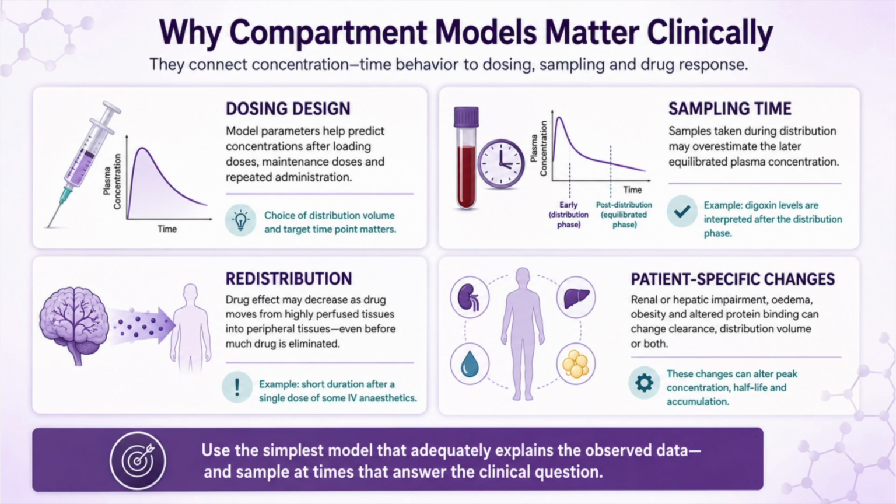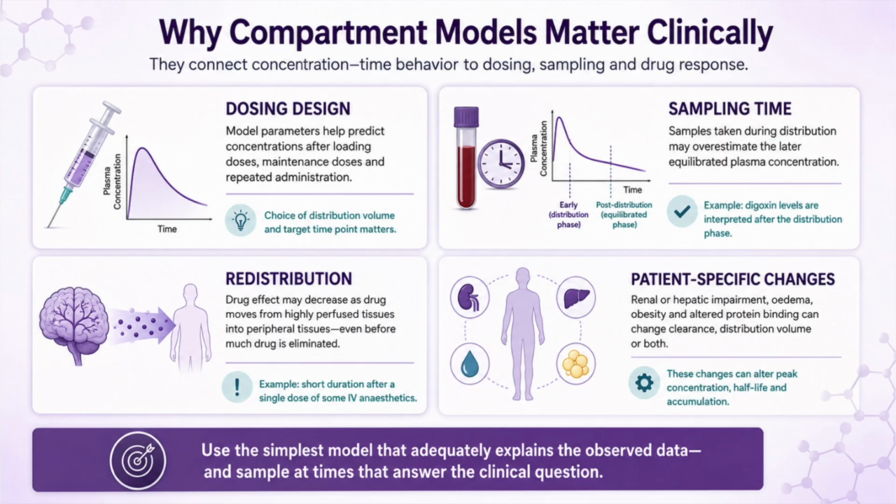Compartment models are clinically useful because they help connect dosing with predicted concentration-time behavior. Model parameters may be used to simulate loading doses, maintenance regimens, and repeated administration. The appropriate distribution volume depends on the clinical target and the time point at which that target should be reached. Sampling time is also essential. In a multi-compartment drug, a sample taken during the early distribution phase may be considerably higher than the later equilibrated plasma concentration. For example, digoxin concentrations are interpreted using samples collected after the distribution phase rather than immediately after administration.